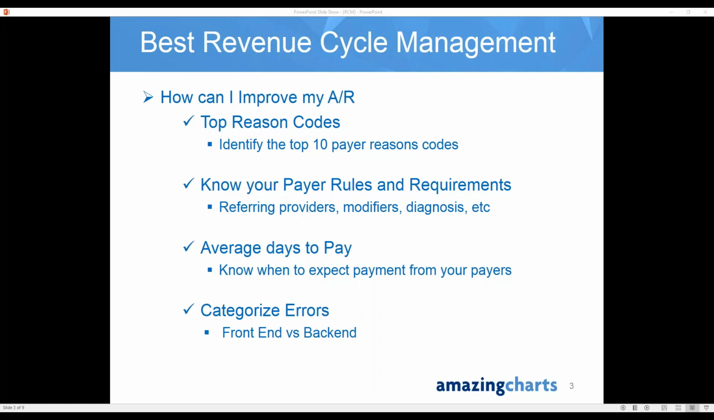Average days to pay. So you want to know your payer turnaround time, when you can expect payment. Blue Cross Blue Shield, in most cases, usually pays in 7 to 10 days. Medicare, I believe it's 14 days.